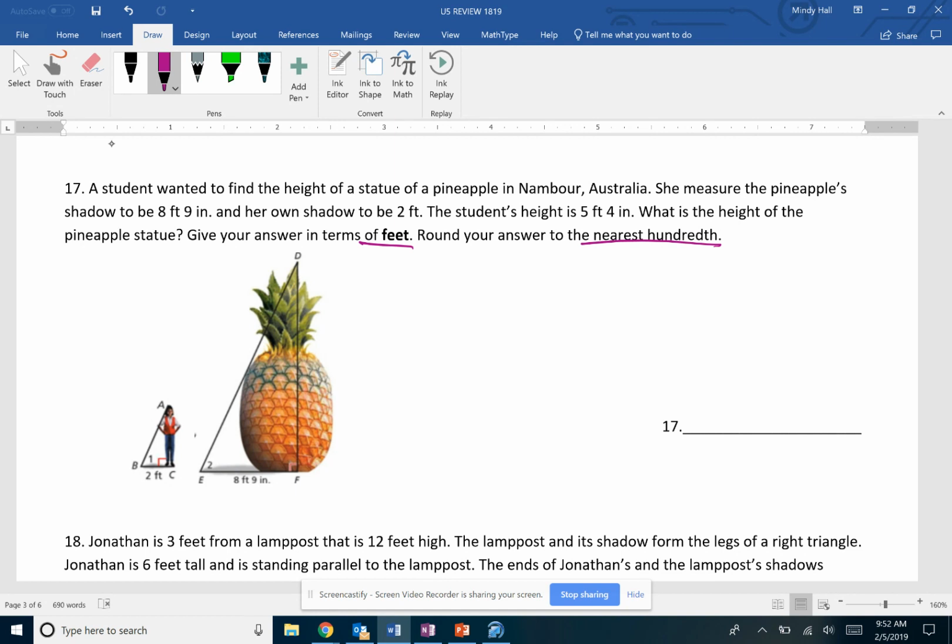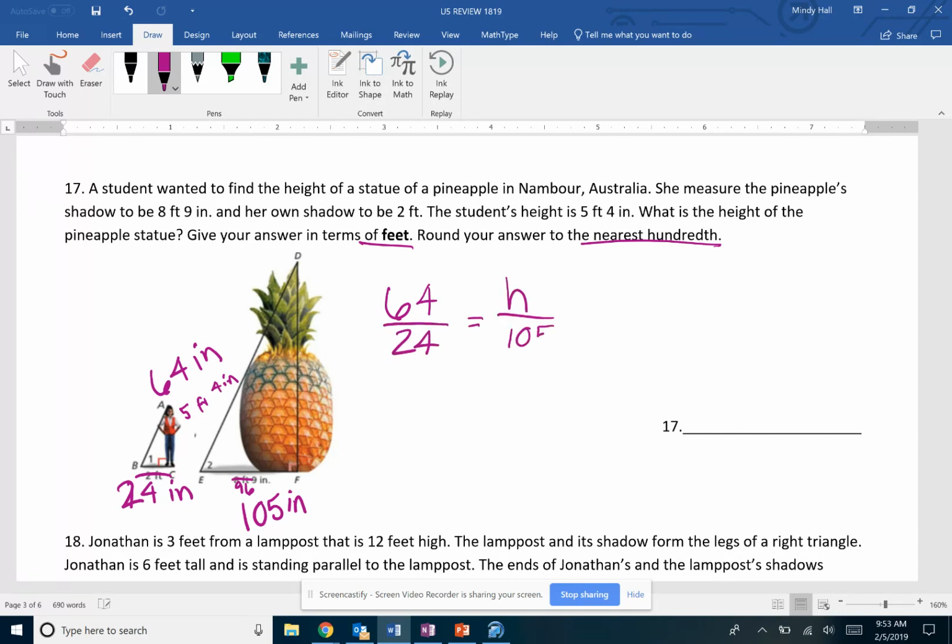So 2 feet is 24 inches. We know that she is 5 foot 4 inches, even though it's not labeled. So that would be 64 inches. And then 8 feet is 96, plus 9 is 105 inches. So, setting the proportion, we have 64 over 24 equals h over 105.